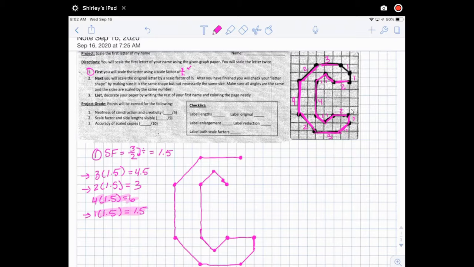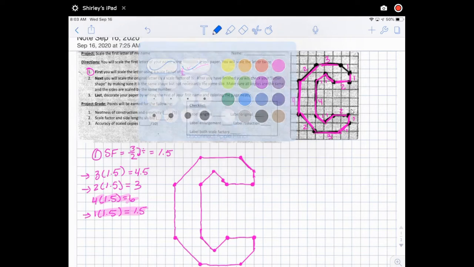Scale my 2 up, I get 1, 2, 3. And then I have 1, so I'm going to go 1.5. And then I can just connect my shape. I know it's going to end there. Okay, so there is my scaled image using a scale factor of 1.5. So I took care of step number 1. Now I'm going to go ahead and work on the second step.